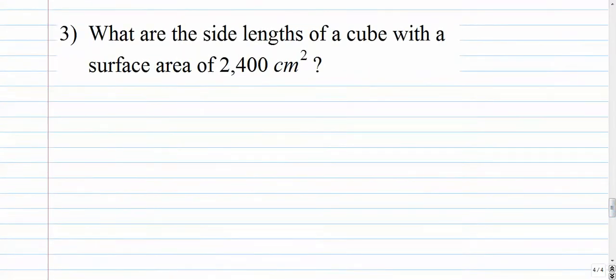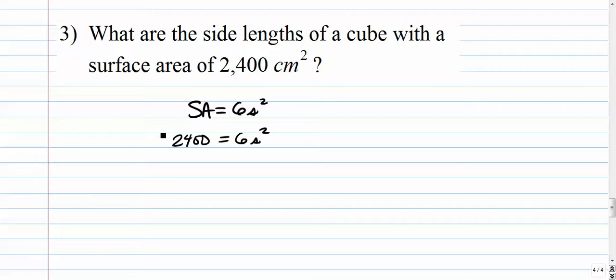Number 3, working backwards. So now we want to find a little s when we're given the surface area. So 2400 is equal to 6s squared. Whenever you're given surface area, you just make this simple substitution right here. SA is given to you.